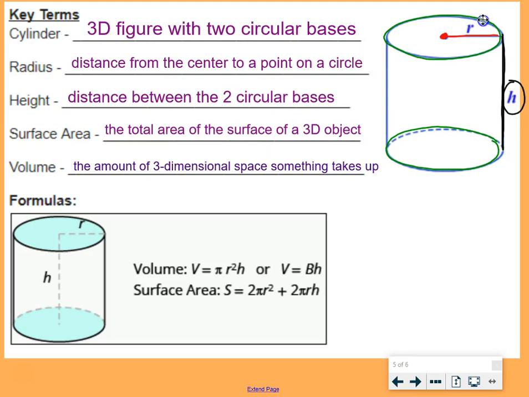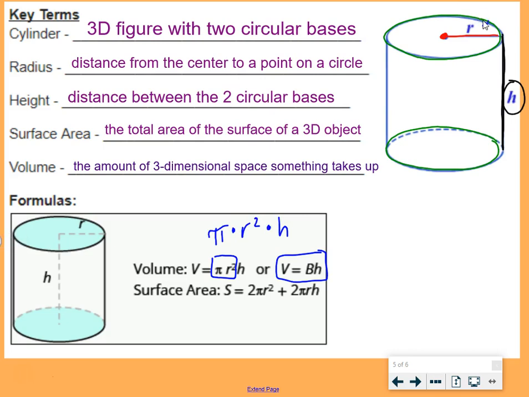So we have two formulas. We have our formula for volume, which last year you should have learned, the basic formula, which is area of the base times the height. Well, since the base is a circle, the area of the base would be the area of a circle, which is pi r squared. So we're going to take pi, times our radius squared, times our height.